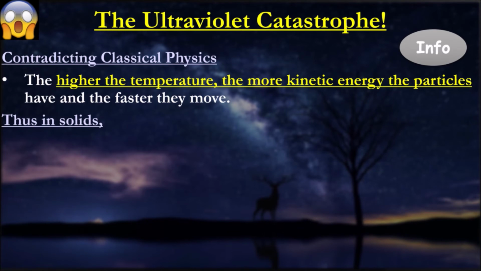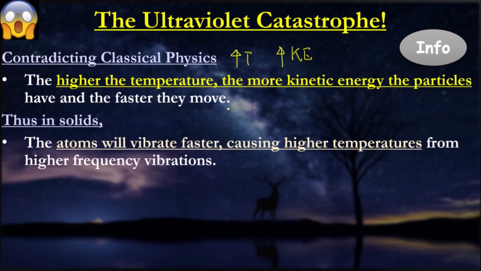So why is it contradicting classical physics? Because in classical physics, we interpreted that a higher temperature would lead to more kinetic energy. So higher T leads to more kinetic energy for the particles to vibrate faster. Then in turn, the atoms will vibrate faster, and that increases the temperature further. So it's almost like this will increase that. That causes the particles to vibrate even further. And as particles vibrate more, technically that should produce more kinetic energy and increase the temperature.